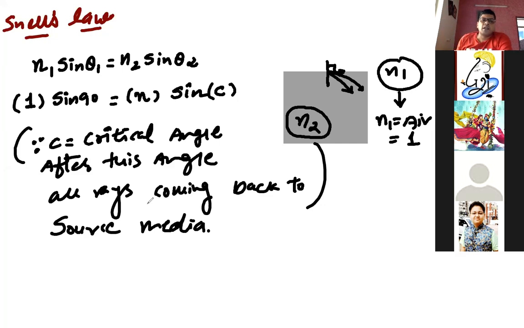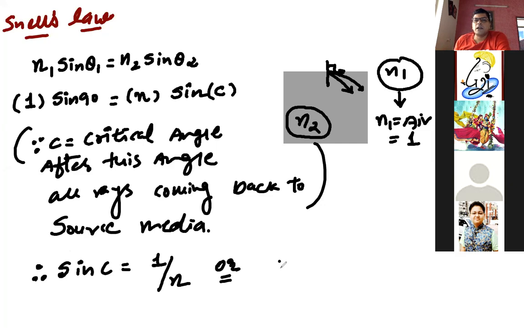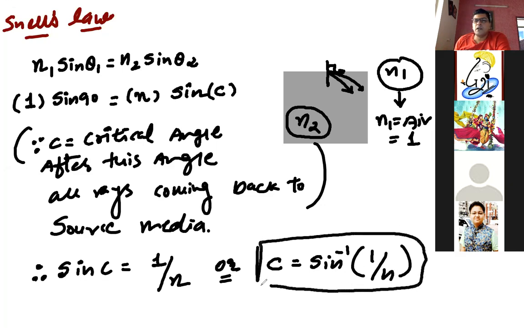So let's formulate our equation. Our equation is sin c equals 1 upon n, and if you want to find this critical angle, c equals sine inverse of 1 upon n. These are the equations for total internal reflection, which is somewhat different from our normal reflection.